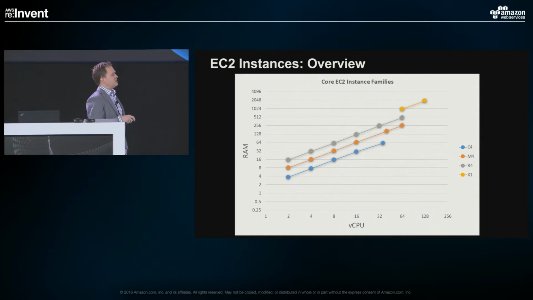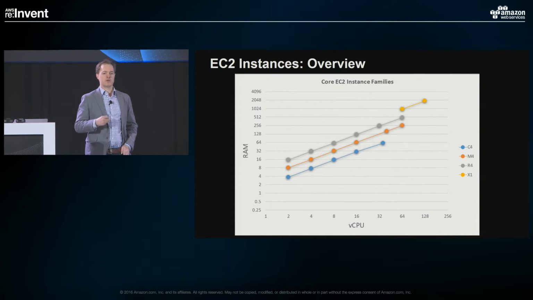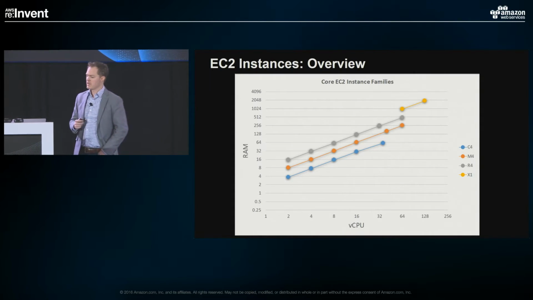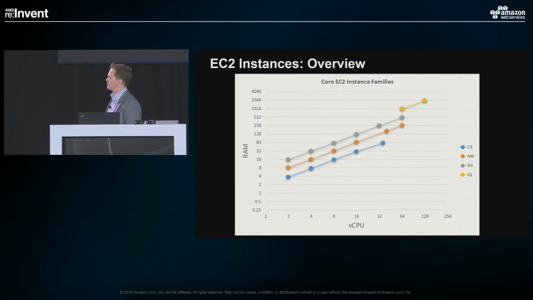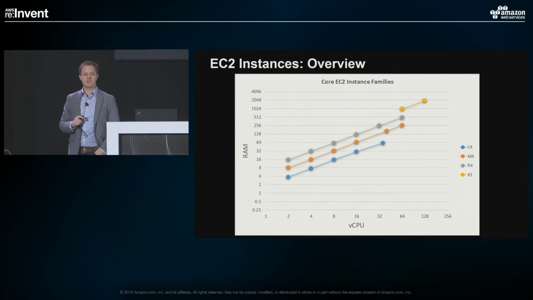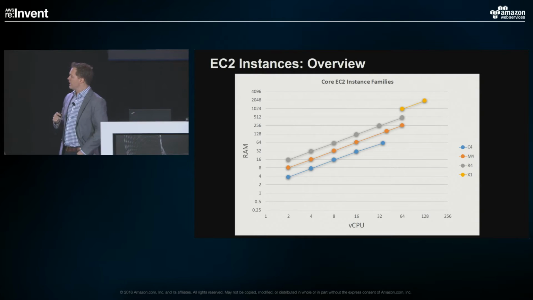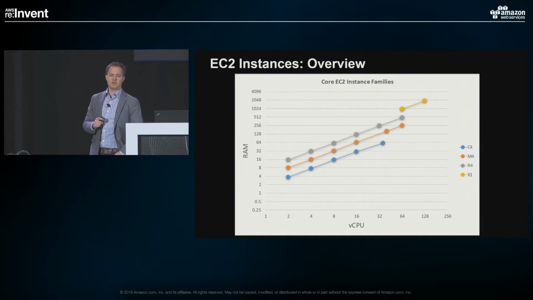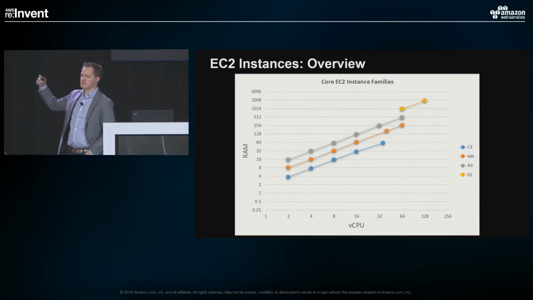So before we get into the details of T2, I did want to take a look at how T2 fits with the rest of the EC2 families. So most folks are probably familiar with our core compute offerings, our C family, our M family, our R4, which we actually just made available yesterday, is the newest one in that family, and the X1, which we introduced earlier this year.